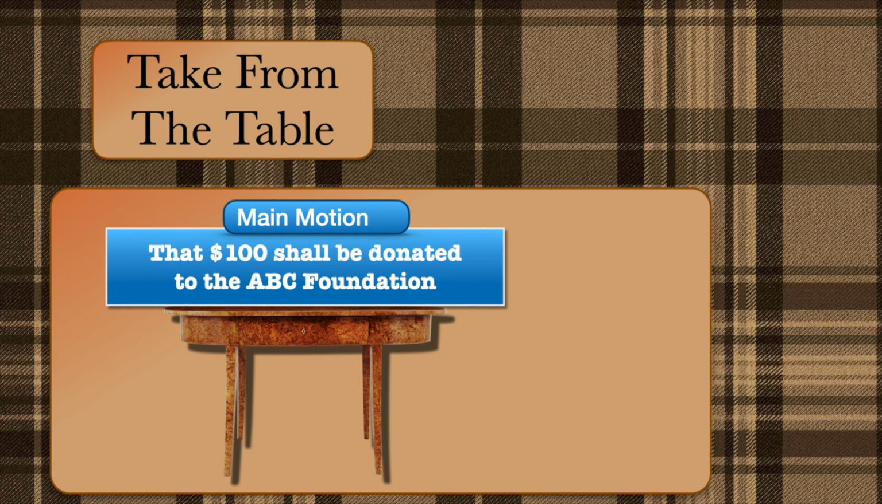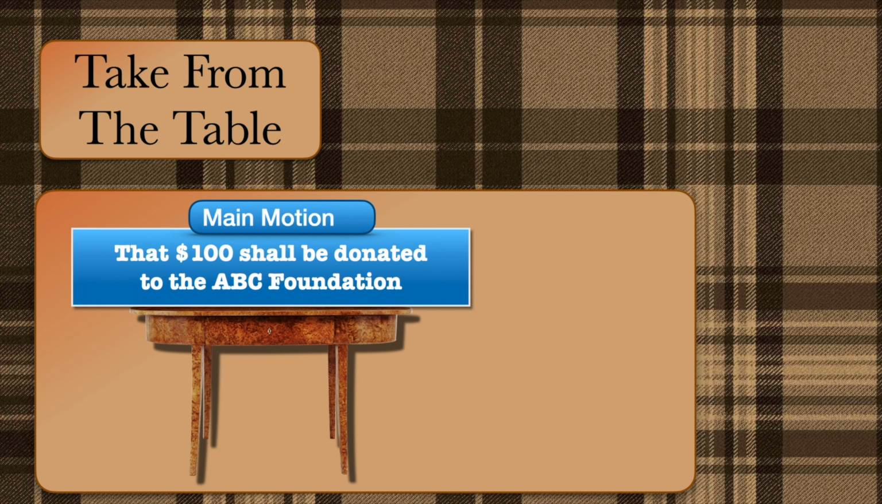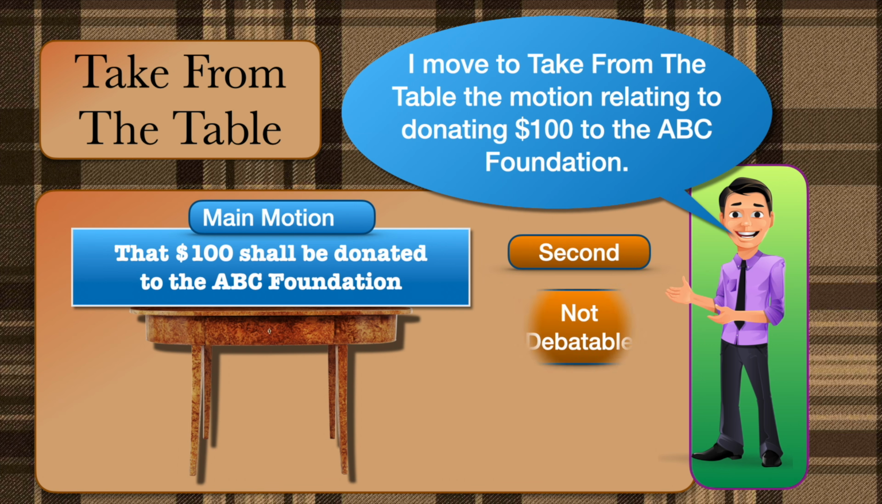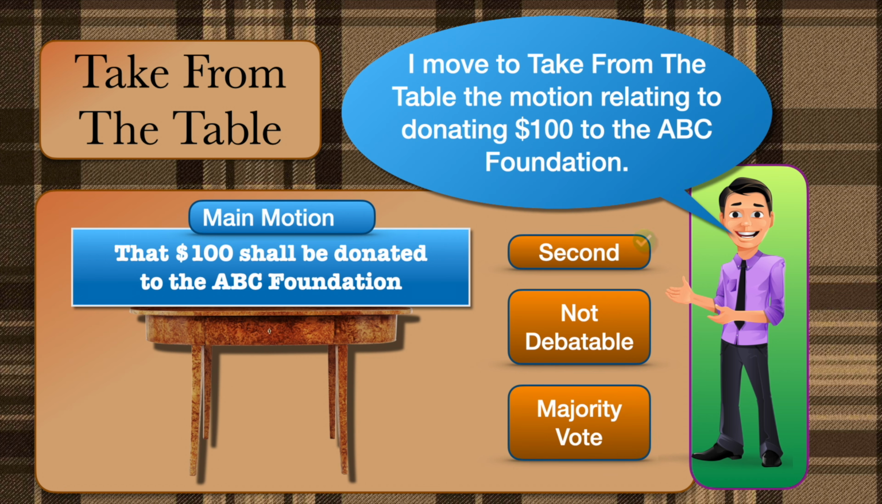Once that intervening urgent matter has been disposed of, and when no other motion is currently pending, any member can obtain the floor and say, I move to take from the table the motion relating to donating $100 to the ABC Foundation. This requires a second, it's not debatable, and it requires a majority vote to adopt. If it receives a second, the chair puts it to an immediate vote without debate. If it does not receive a majority vote, the motion simply remains on the table and the Assembly moves on to its next item of business.